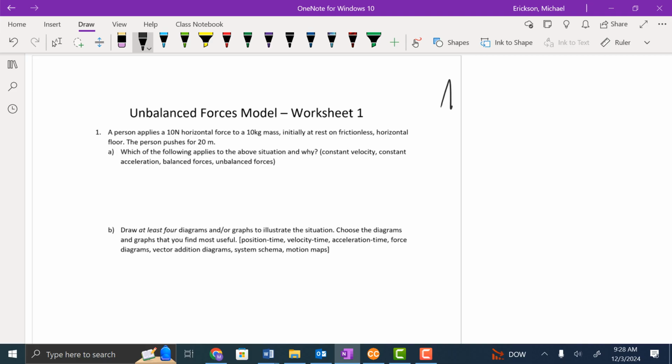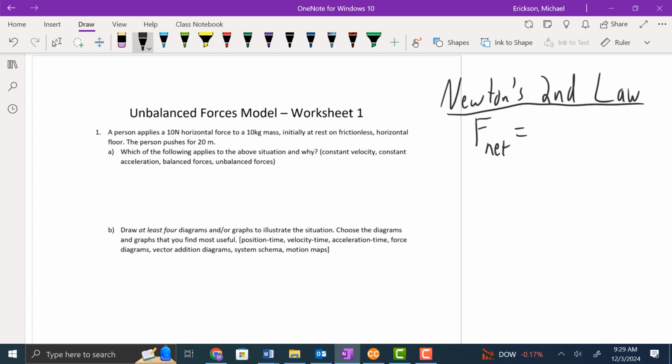So we talked about Newton's first, an object in motion will remain in motion, also called the law of inertia. We talked about Newton's third, every action is an equal and opposite reaction. Newton's second law, there's a very wordy version of it, but I'm just going to summarize it as F net is equal to ma. Your net force is equal to mass times acceleration.